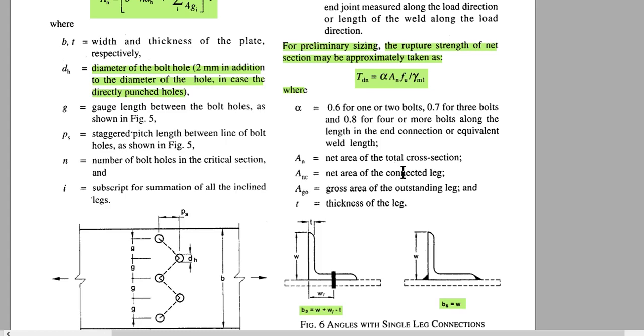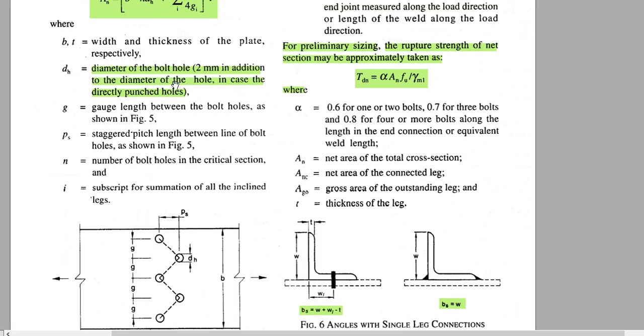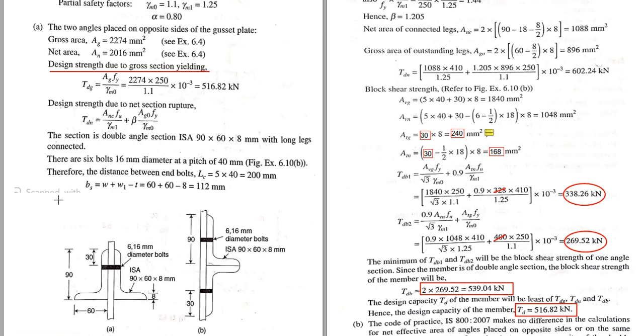So net area of the connected leg. Here beta is explained, and AGO is equal to the gross area of the outstanding leg, and t is the thickness of the leg. Now the section is a double angle section with long legs connected. There are 6 bolts of 16 millimeter diameter at a pitch of 40 millimeter. We can understand this from the figure, so let us find all the values one by one.